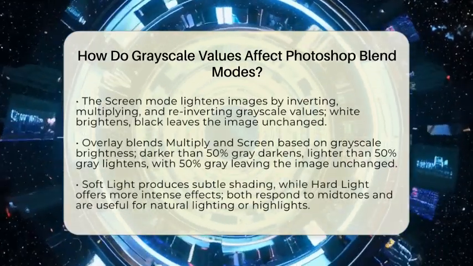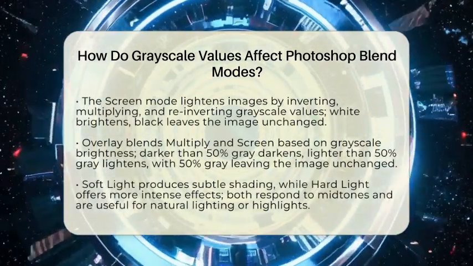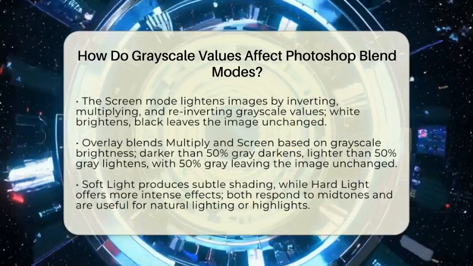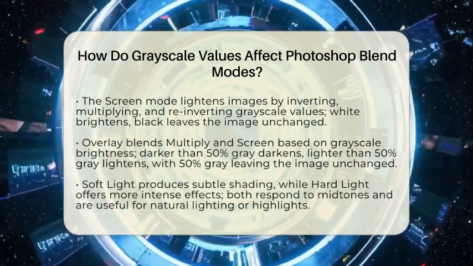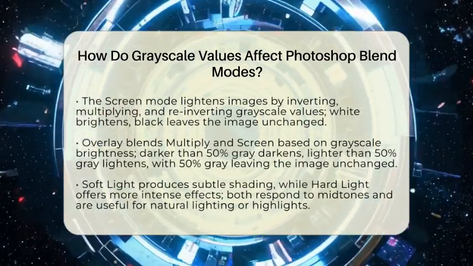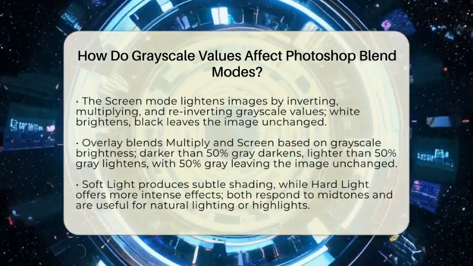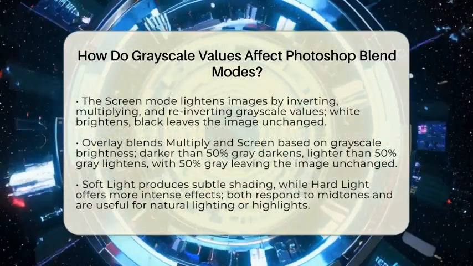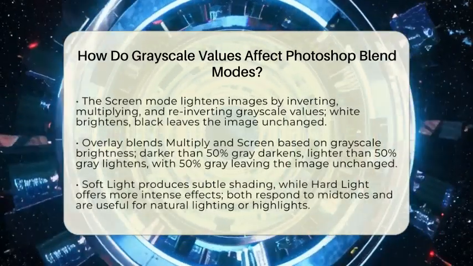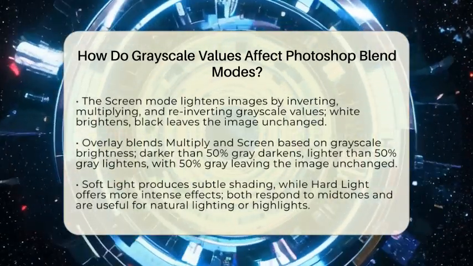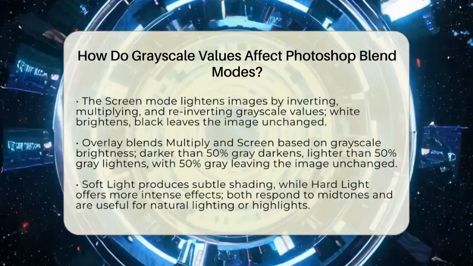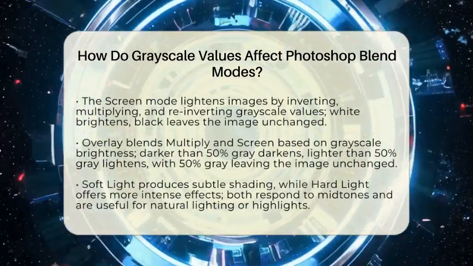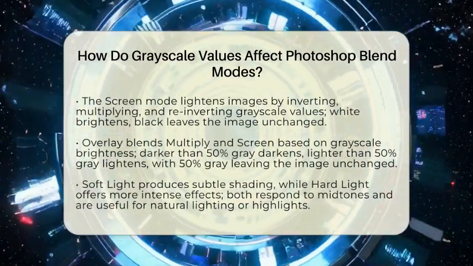Overlay is a bit more complex. It combines multiply and screen depending on the grayscale value of the blend layer. If the value is darker than 50% gray, it darkens the base layer like multiply. If it's lighter, it lightens like screen. 50% gray acts as a neutral point, leaving the base unchanged. Artists often use overlay to add contrast and depth without losing details.